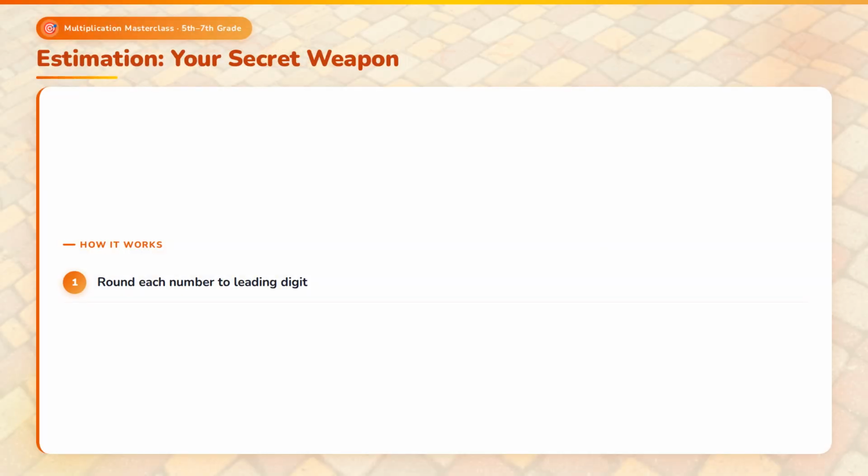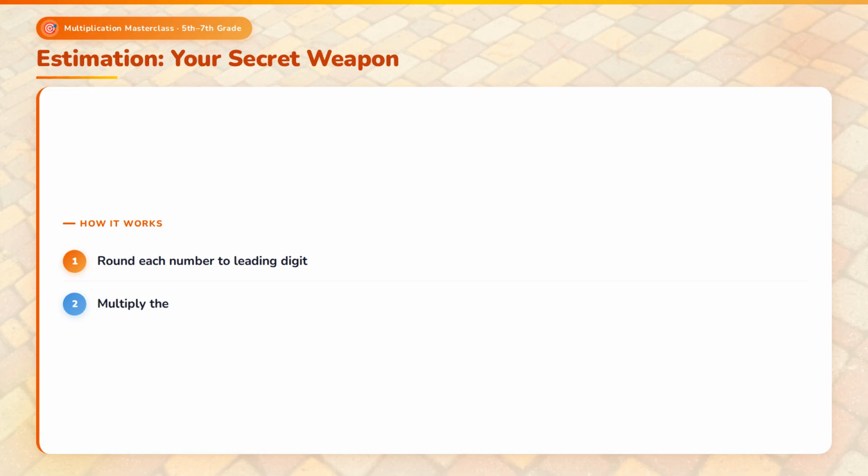Here's a secret weapon every math pro uses: estimation. Before you spend time solving a big multiplication problem, quickly round each number and do a fast check. For example, 312 times 45. Round to 300 times 50 equals 15,000. Our exact answer was 14,040.